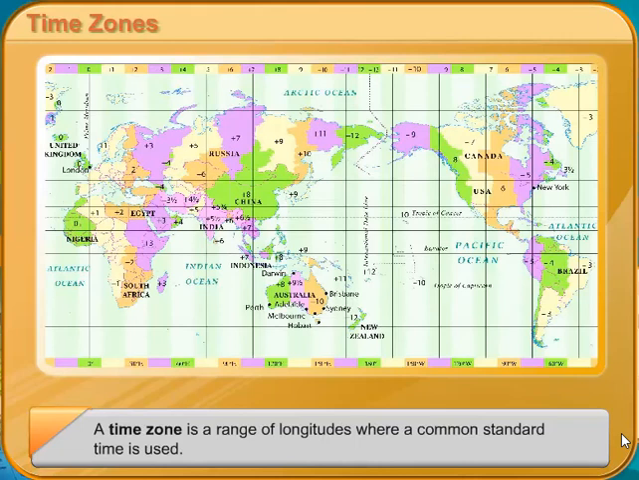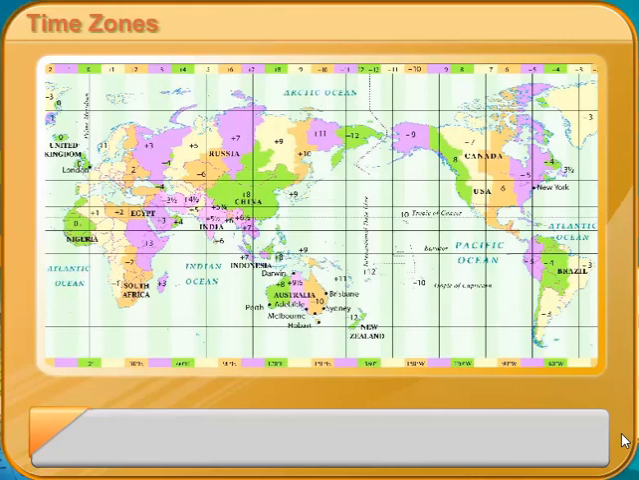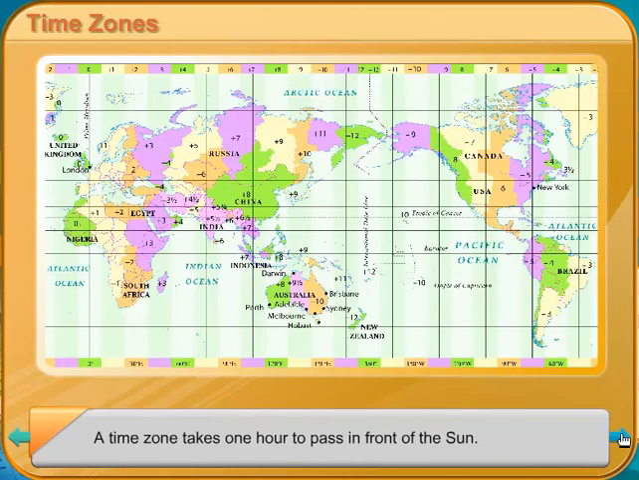Indian Standard Time. In India, the local time at 82.5 degree east longitude is taken as the standard time. This longitude passes through Allahabad. Indian Standard Time is 5.5 hours ahead of Greenwich Mean Time.